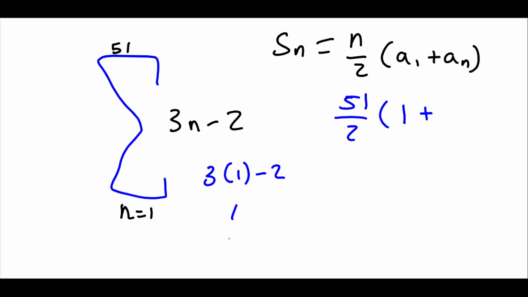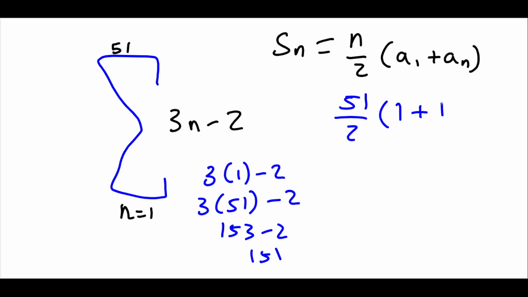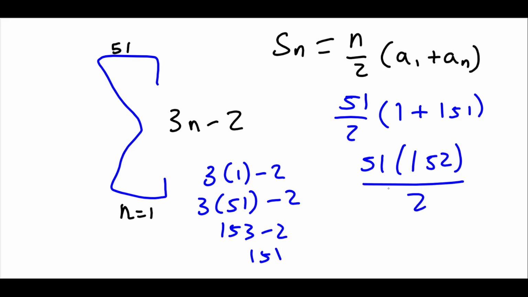So sorry about that. We put 1 plus 51 in for n: 3 times 51 minus 2. Then we will get 153 minus 2, and then there's just 151 plus 1. So now we just have 51 times 152 over 2.